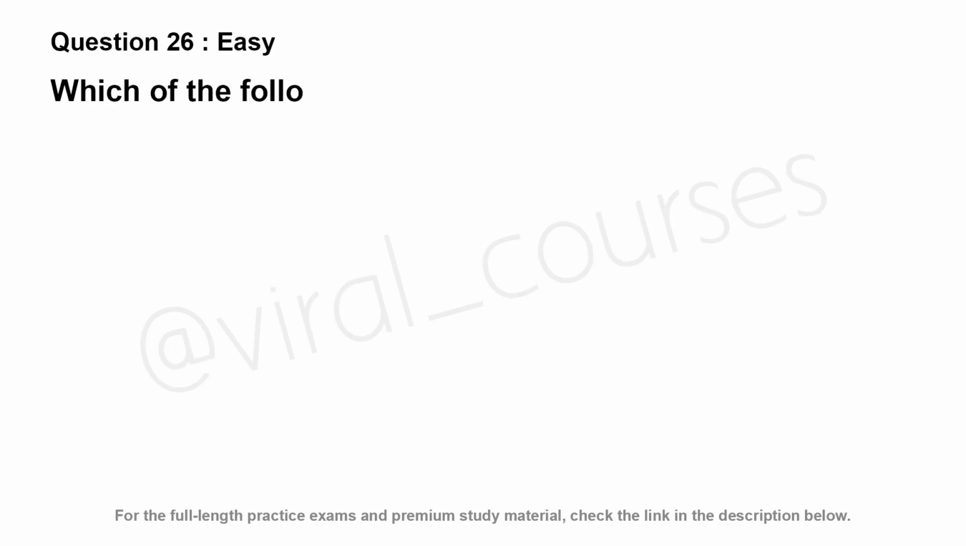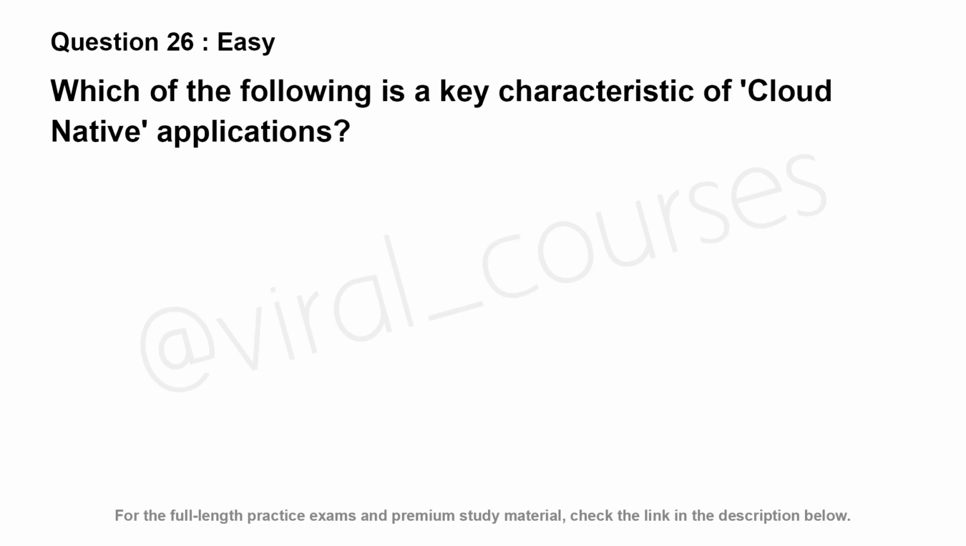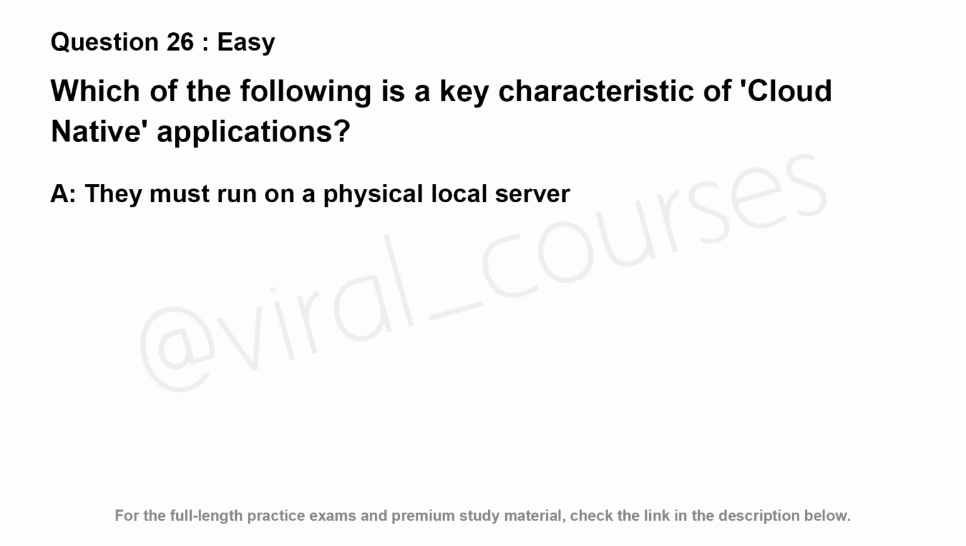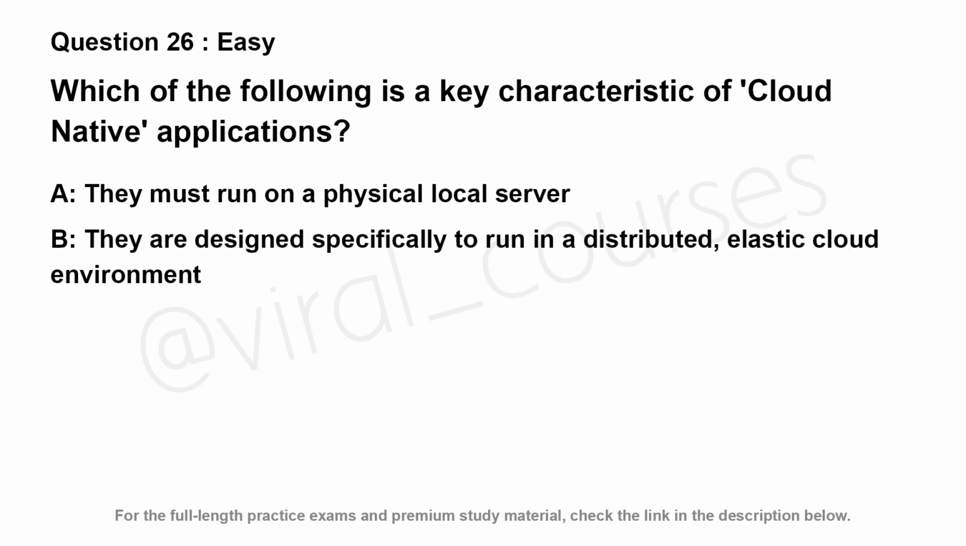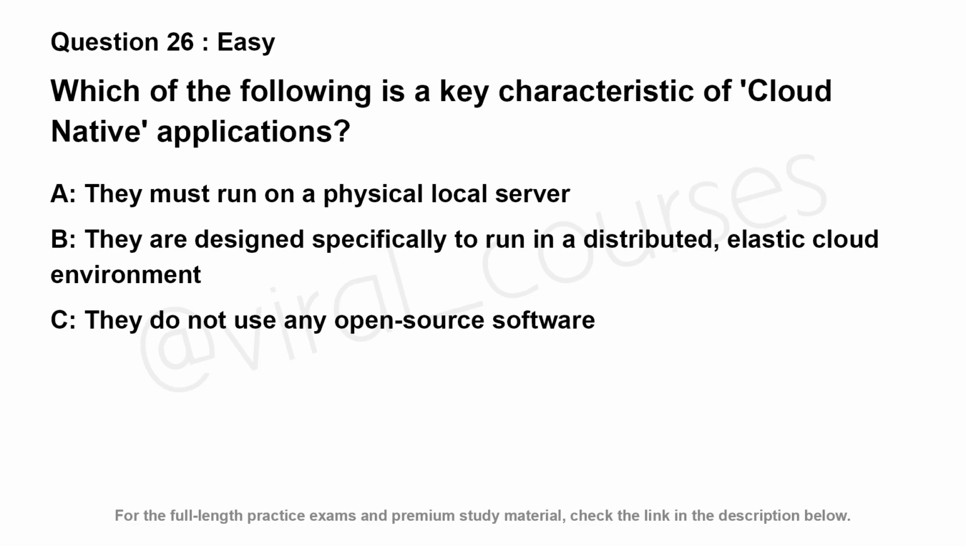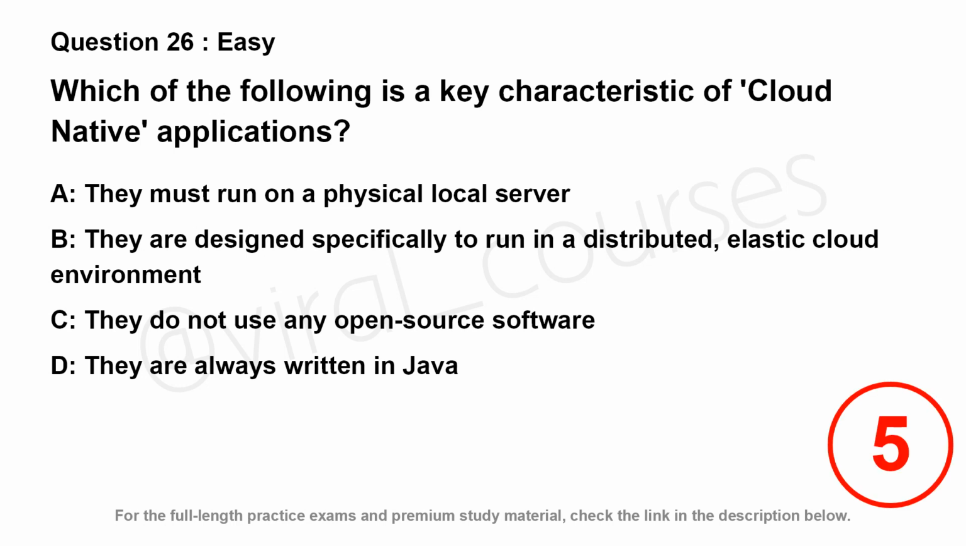Which of the following is a key characteristic of cloud-native applications? Option A. They must run on a physical local server. Option B. They are designed specifically to run in a distributed, elastic cloud environment. Option C. They do not use any open-source software. Option D. They are always written in Java.